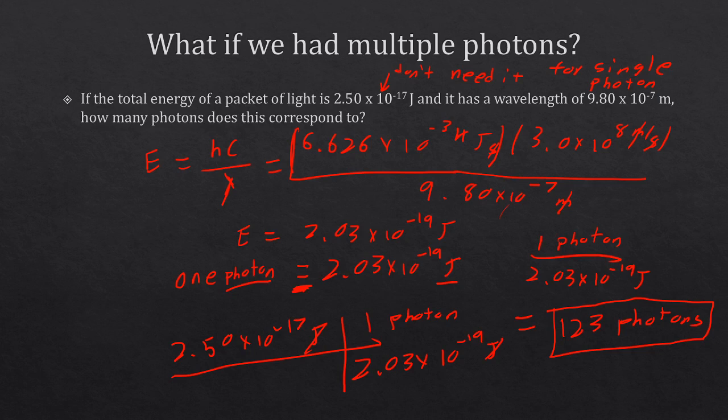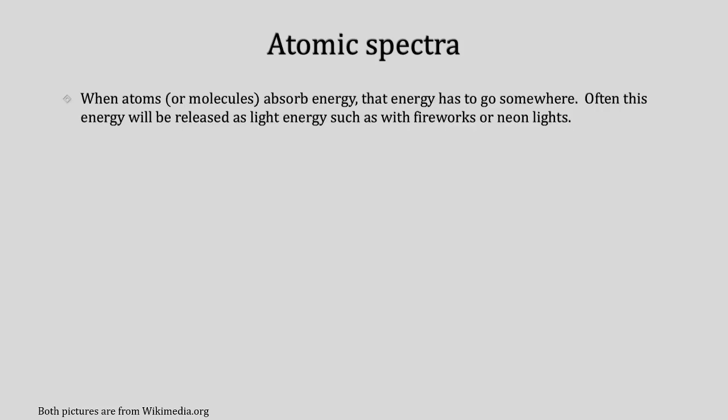Now let's look at how this is conceptually useful to us in a few ways. To do this, we're going to talk about something we call atomic spectra, so we can make more of an application of this. When atoms or molecules absorb energy, that energy has to go somewhere. We're mostly focusing on atoms so far, but molecules do this too. Because the atom or molecule absorbed the energy, it's going to want to get rid of it at some point, and when it does that, it also has to go somewhere.